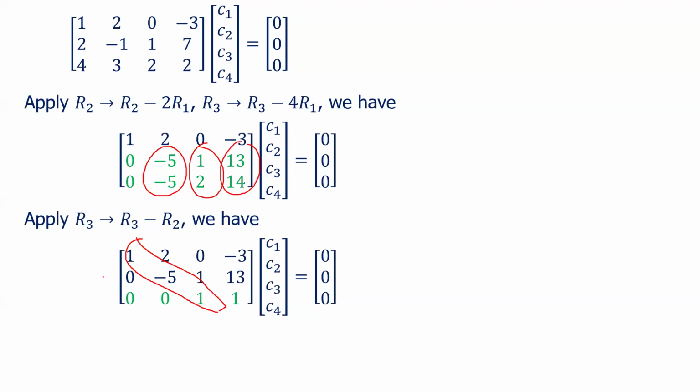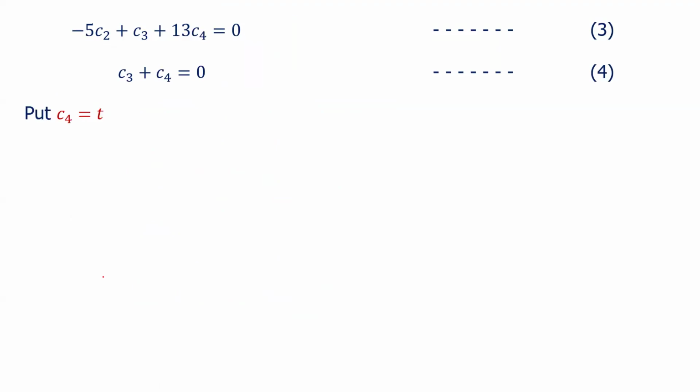Now, just look here. There are 3 equations. Let us write them down in terms of equations. This is equation number 2, because 1 we have already given, then equation number 3, and equation number 4. Since we have 4 variables and 3 equations, one variable is independent. Let us put C4 equal to T in 4. Then we have C3 plus T equal to 0, or C3 is equal to minus T.